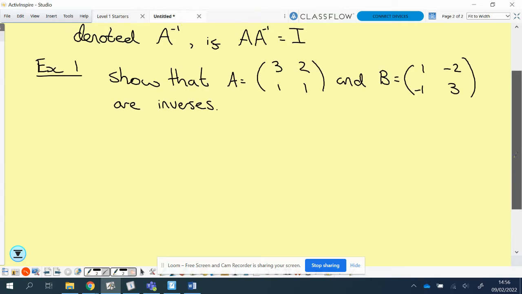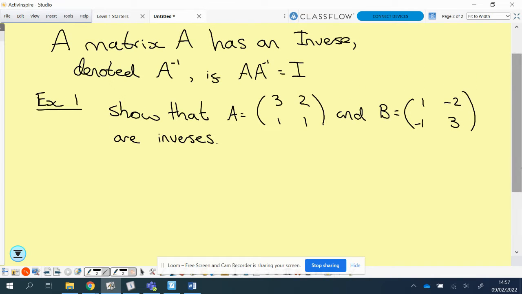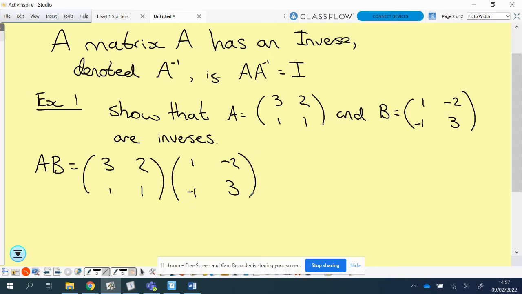So let's have a little space here. A times B, so that's 3, 2, 1, 1, multiplied by 1, negative 2, negative 1, 3. I'll multiply this together. We'll probably be able to do a lot of this quicker now, as we've seen a lot of basic multiplications. Row into the first column: 3 times 1 is 3, plus 2 lots of minus 1, which is negative 2. 3 plus minus 2 is 1.